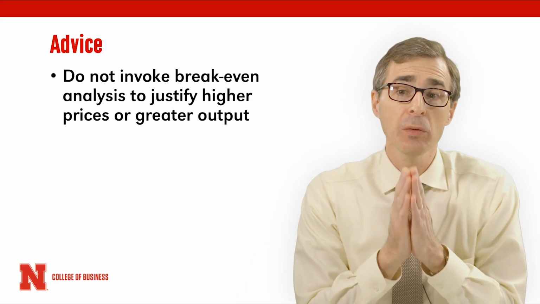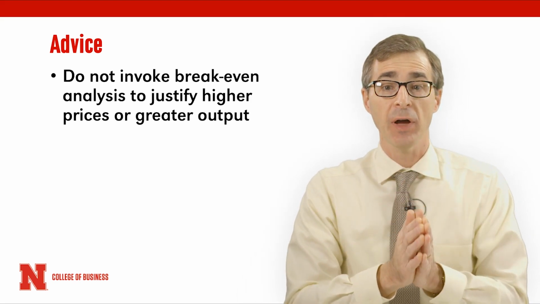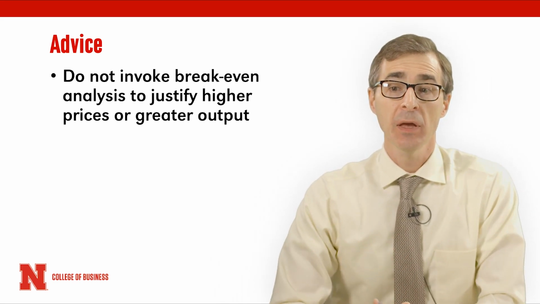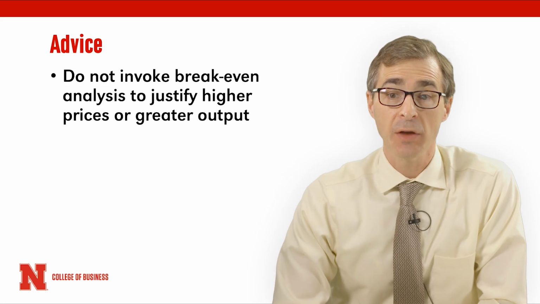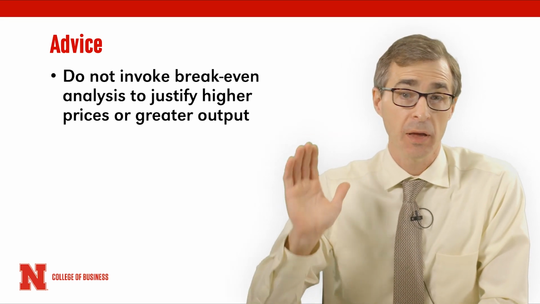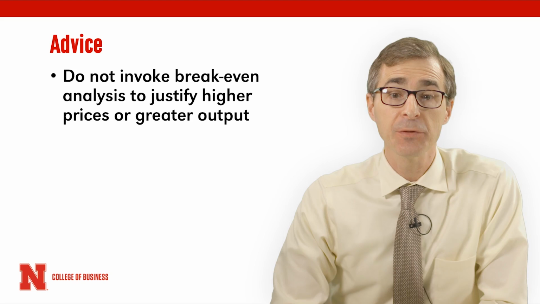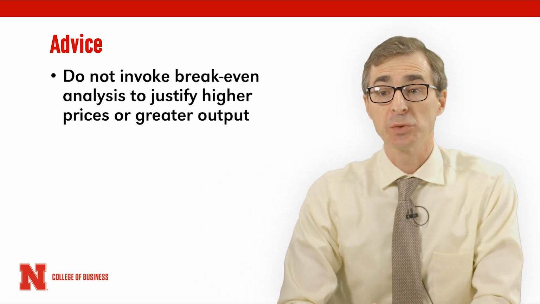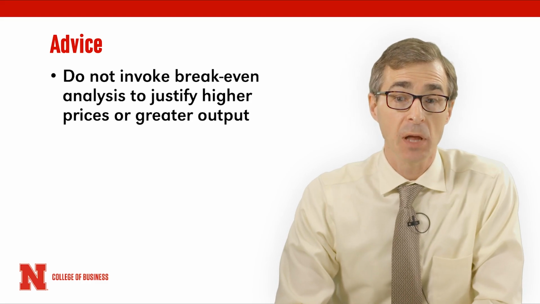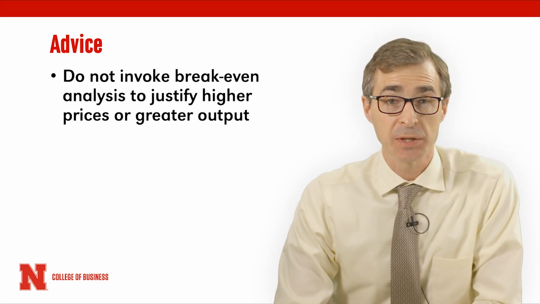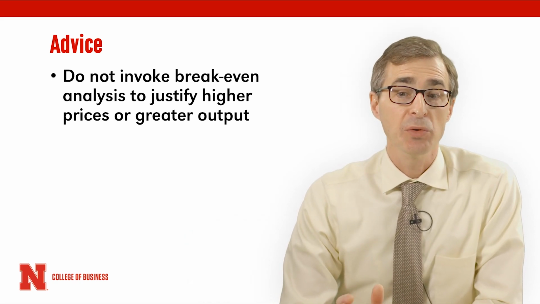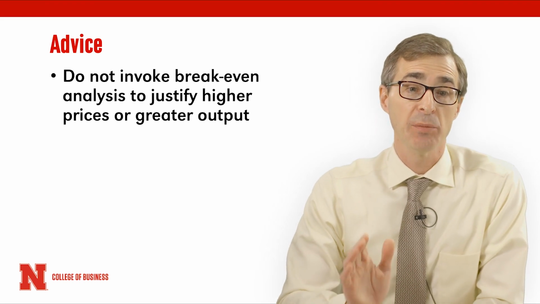Remember this advice: don't use break-even analysis to justify either higher prices or higher output. Managers will often reason that they need to raise prices to cover fixed costs. This is wrong. This is going the wrong direction because fixed costs do not vary with the pricing decision. Similarly, sometimes managers will reason that since the average fixed cost declines with quantity, they need to sell as much as they can in order to reduce the average cost. Both lines of reasoning are flawed because pricing and production are extent decisions that require marginal analysis, not break-even analysis.